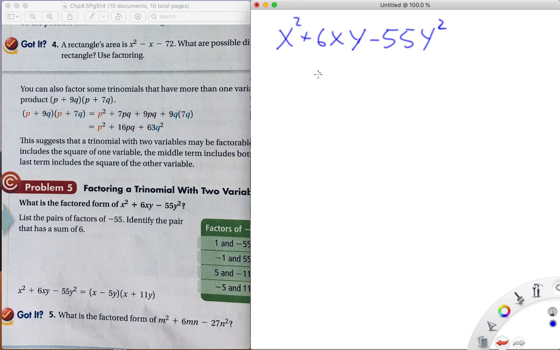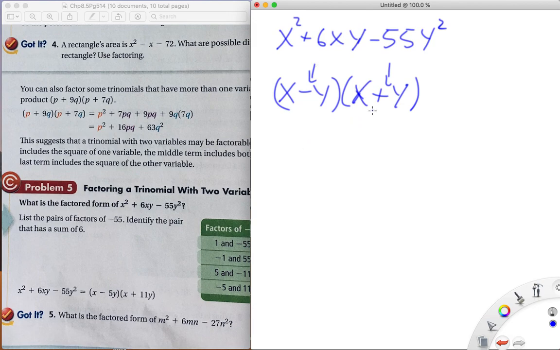So the way that this is going to work is that your answer is going to be in some form of x minus y and x plus y. And it's up to us to find out what number goes in front of the y. There's going to be some type of number that goes in front of the y, and it's up to you to determine that. The process doesn't change. It's just that we had an extra variable at the end.